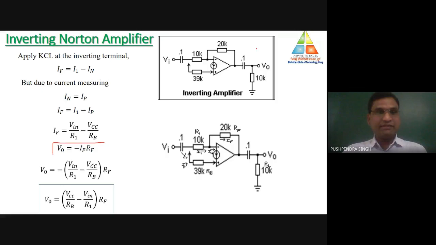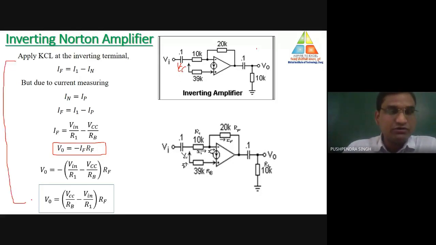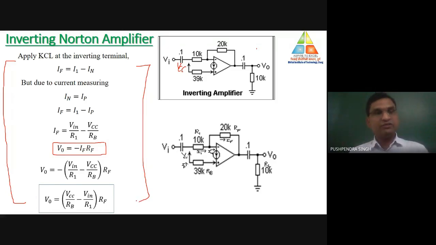That much part we have calculated over here. If the value of supply voltage is given over here, then you may also calculate the value of output with the help of this formula also. This is a simple basic method. It is not dependent on any kind of break frequency, any kind of input impedance. It's a simple calculation of inverting Norton's amplifier.